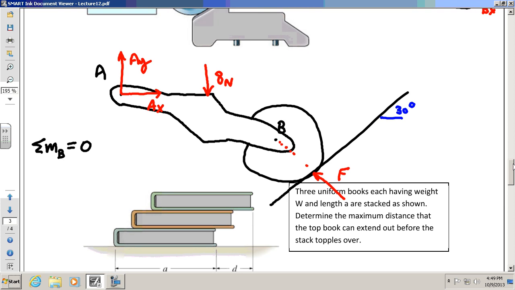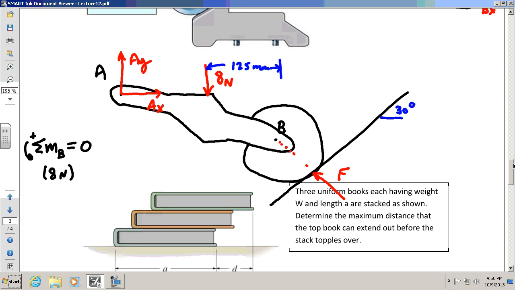But if I sum moments about B here, counterclockwise positive, what I've got is just 3 things that create moment about B. I've got the 8 Newton force. The 8 Newton force has a perpendicular distance to B, if you look at the diagram, of 125 millimeters between the 8 Newton force and B. I'm talking about right here. 125 millimeters. That's what your diagram says.